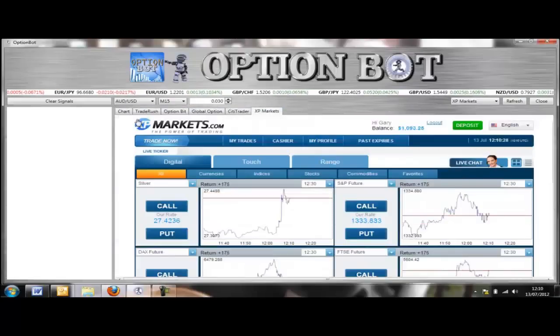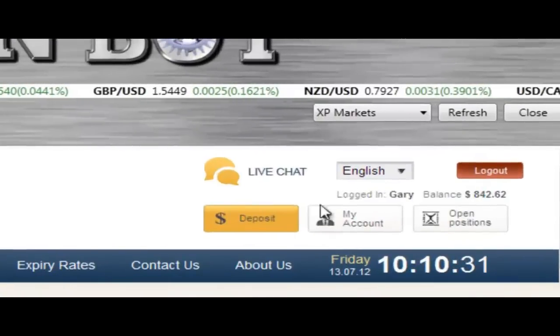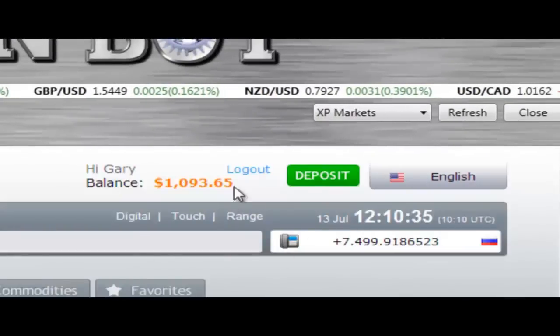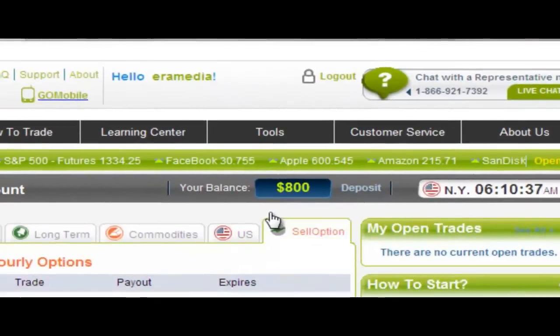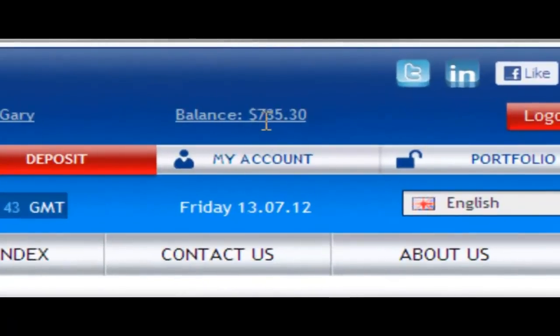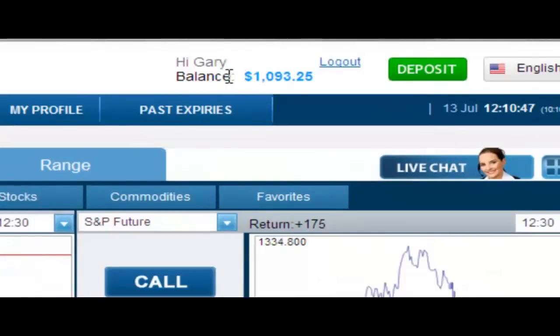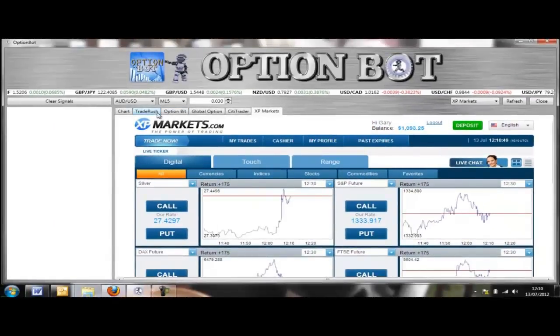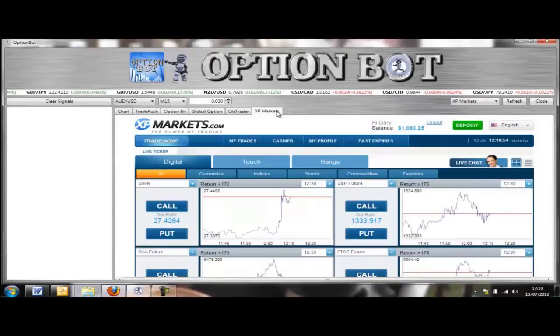platforms to trade on. As you can see, I have a balance of 842.62 with TradeRush, a balance of 1,093.65 with OptionBit, a balance of $800 with Global Option, a balance of 735.30 with CityTrader, and finally a balance of 1,093.25 with XP Markets. That's a total across all 5 platforms of 4,564.82 in my trading balance.